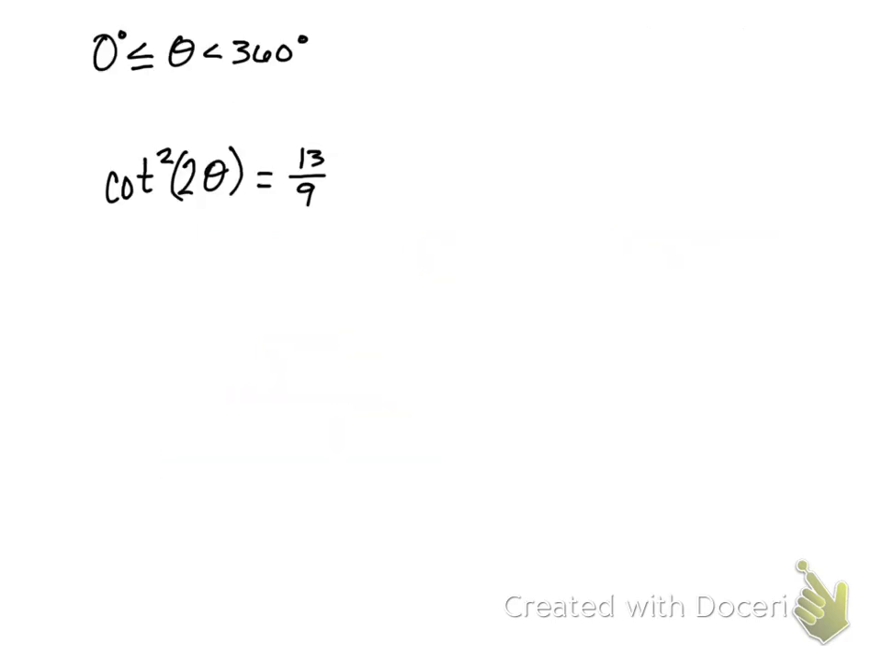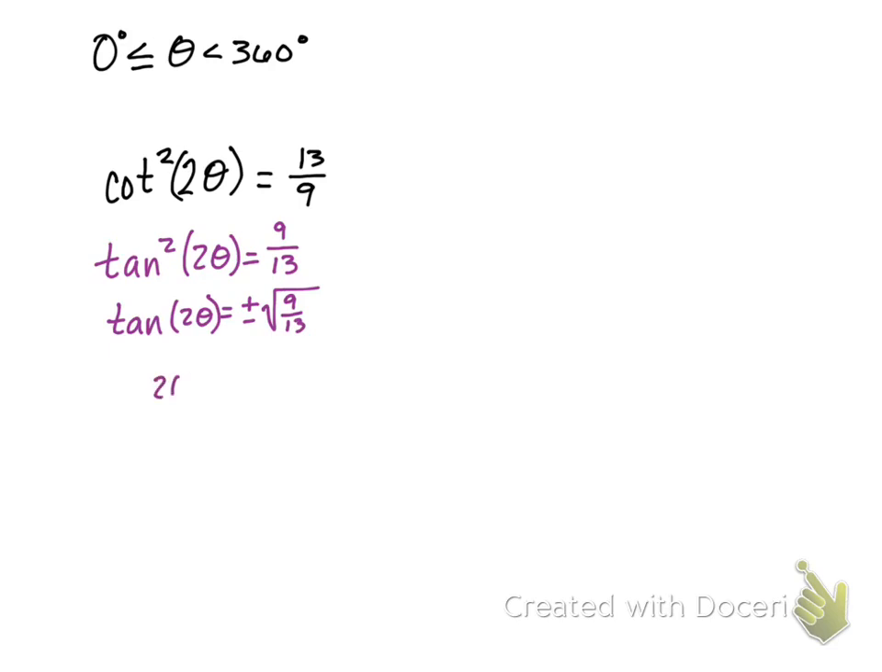Let's quickly look at a squared one. Of course, this is cotangent. We need to change it to tangent squared of 2 theta, and that's going to be 9 over 13. Square root both sides. Tangent of 2 theta is equal to plus or minus the square root of 9 over 13. And now we need to take the inverse tangent of square root of 9 over 13. So 2 theta equals 0.693, well, let's go with 0.6940.